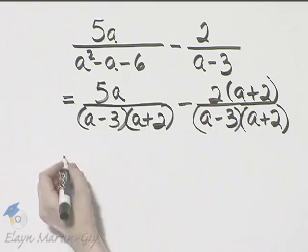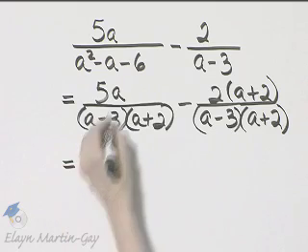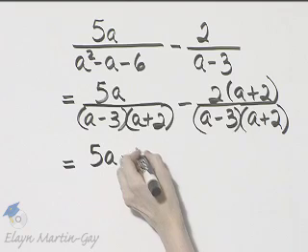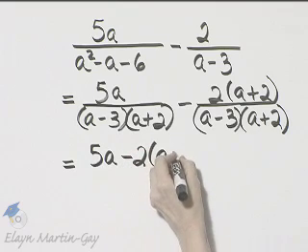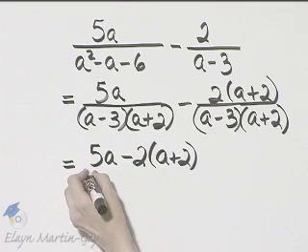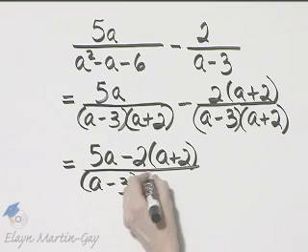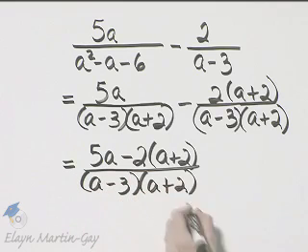Now that they're the same, I have the right to say numerator 5a minus numerator 2 times a plus 2, all over a common denominator, a minus 3 times a plus 2. Now let's simplify in the numerator and let's see what we have.